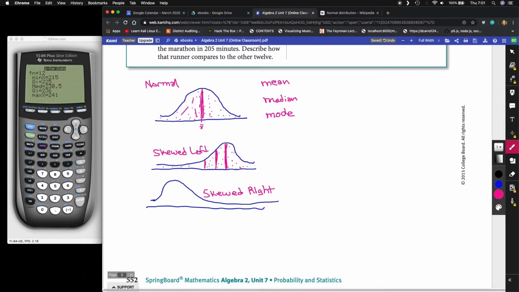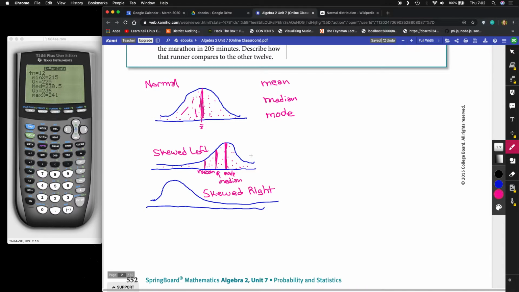The one that doesn't change is the mode, because we still have the most data, the biggest number, right in the middle. We'll say mode. The one that gets pulled the most is the mean, the average, as I just showed you. And then the one that gets pulled kind of in the middle, might get pulled, might not, would be the median.